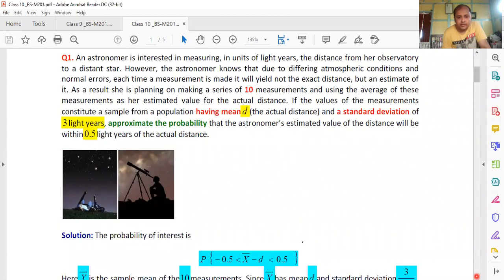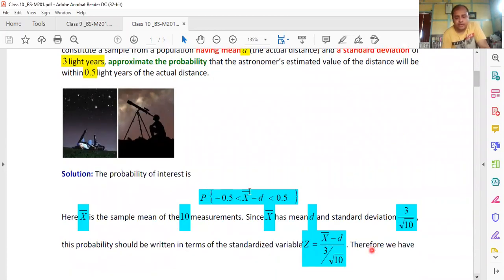The probability of interest is indeed this one. We are actually trying to find the probability that this difference, x bar, the average of x, minus the actual distance, lies between minus 0.5 and plus 0.5. The astronomer's estimated value of the distance will be within 0.5 light years of the actual distance. If you read this line again and again, they are actually interested in finding this probability.